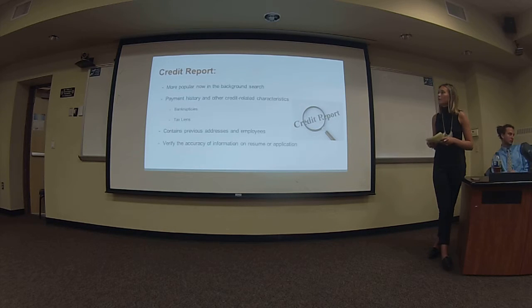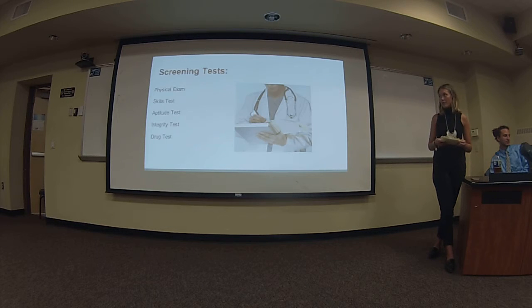Next, we have the credit report, which is more popular in the background search now. It's payment history and other credit-related characteristics, if you are involved in a bankruptcy or a tax lien, and also contains previous addresses and employments, and then it verifies the accuracy of your information.